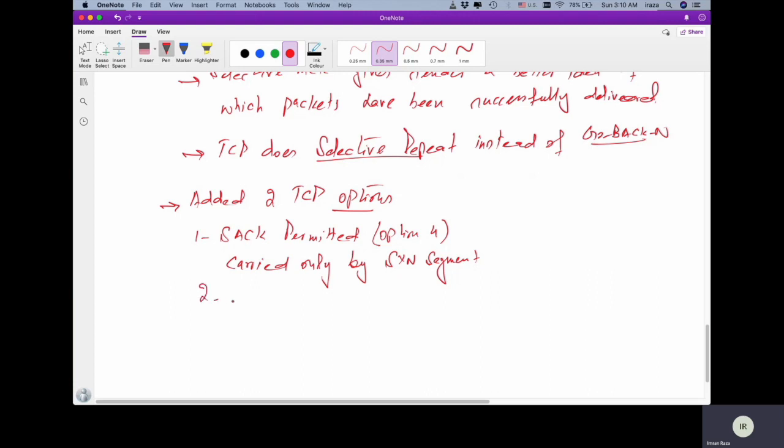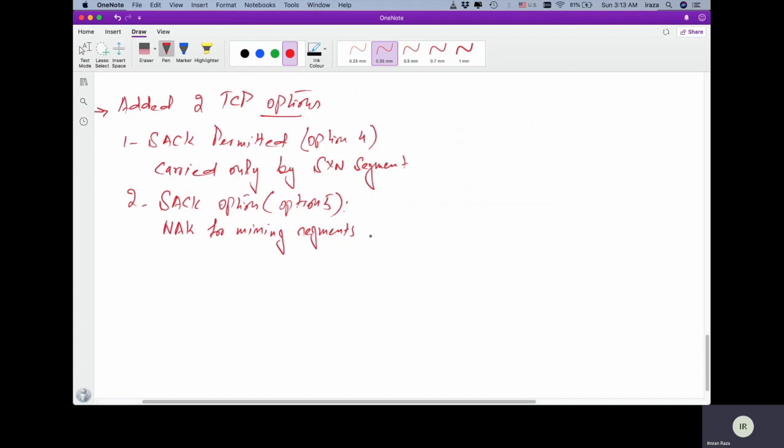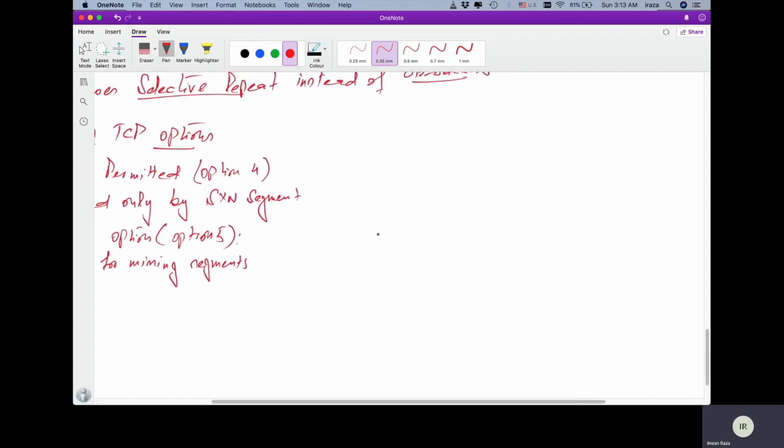And the second option that is added is called the SACK option, selective acknowledgement option. That is option 5. And this enables us to send negative acknowledgement for missing segments, so that only the missing segments are retransmitted, and we are not unnecessarily retransmitting the correctly transmitted segments.